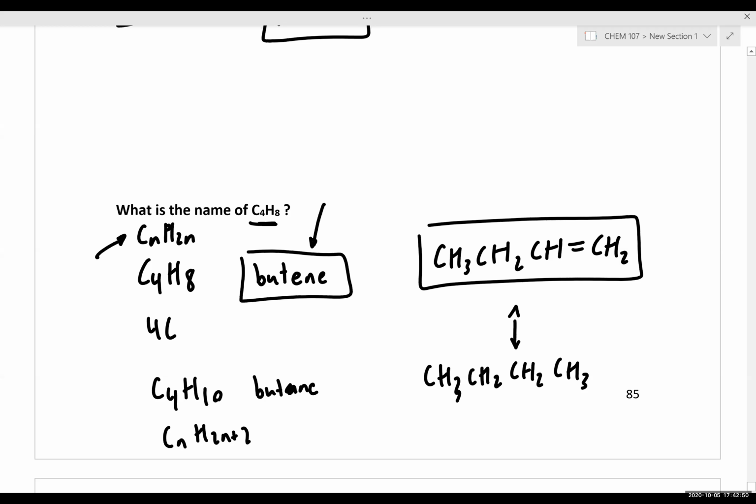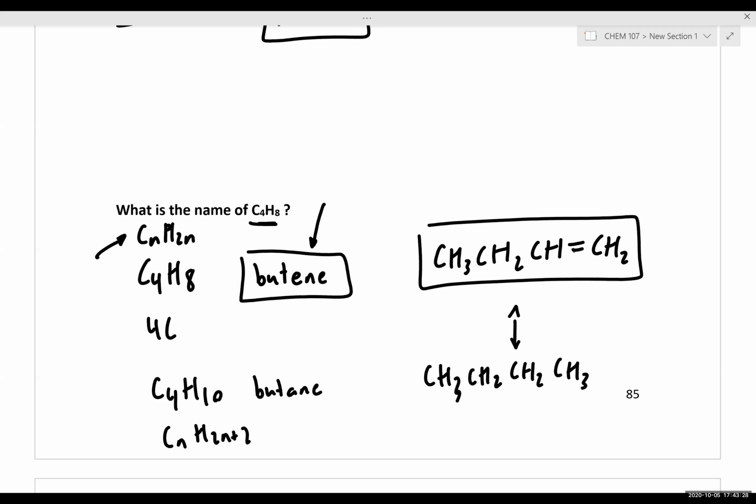Does that make sense? For the last formula you showed, that was butene, or butane, I'm sorry. Yeah, so we have butane, C4H10, and butene, C4H8. We lost 2 hydrogens when we formed our double bond. Does that make sense? So the presence of a double bond functional group requires us to name our compounds in a slightly different manner.